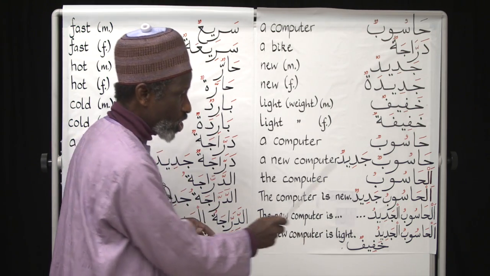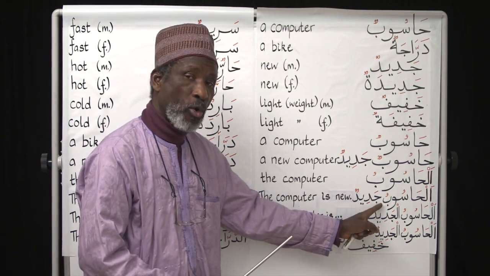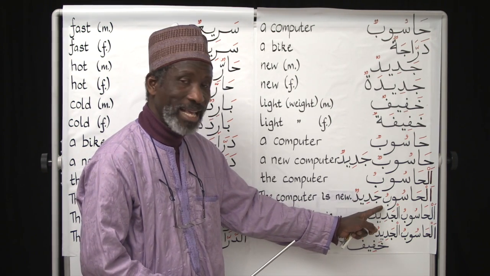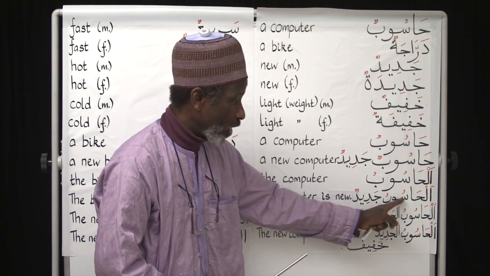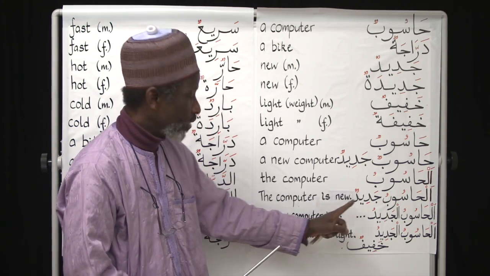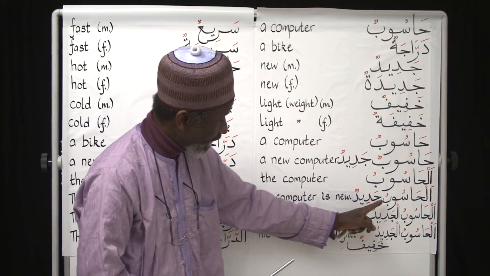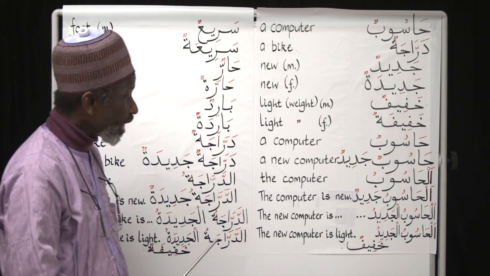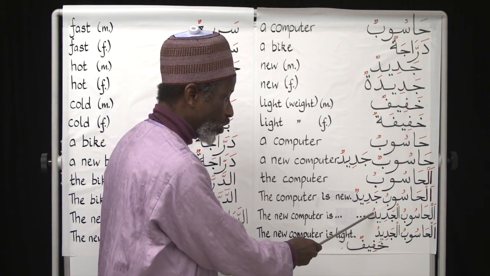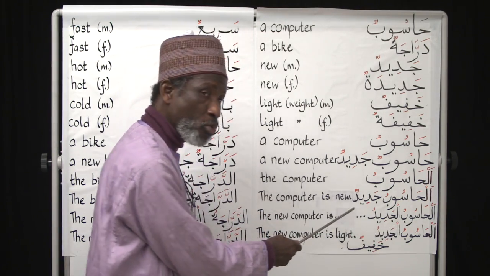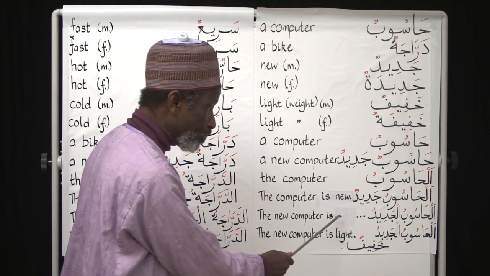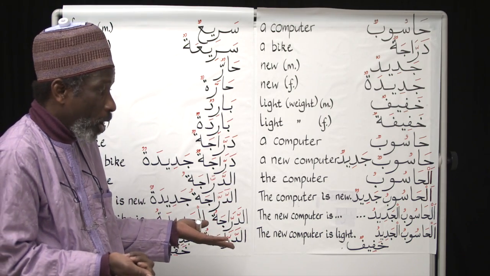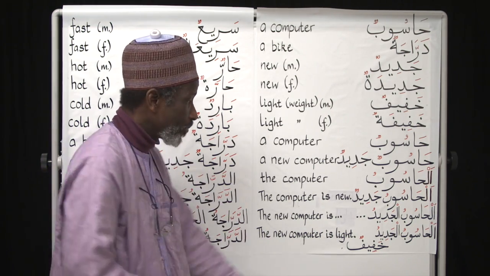Al-hasubu jadidun. We drop the al before the adjective here. That's where the "is" is implied and is hiding. The computer is new. In English you can say "it is" there, but here it is implied because we did not have the al there. Al-hasubu jadidun, the computer, the new, that's the literal meaning. The new computer is what? You need to complete it. Is what? That's your completion for you here.